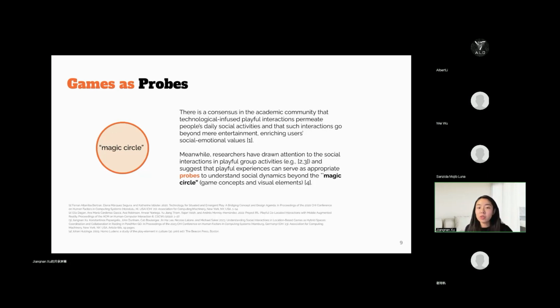Meanwhile, researchers have drawn attention to those games to understand bigger problems and issues in the social area through these magic circles. So the boundary between the magic circle and the real world is actually blurred. And we are using this as a prop to understand hybrid space social interactions.